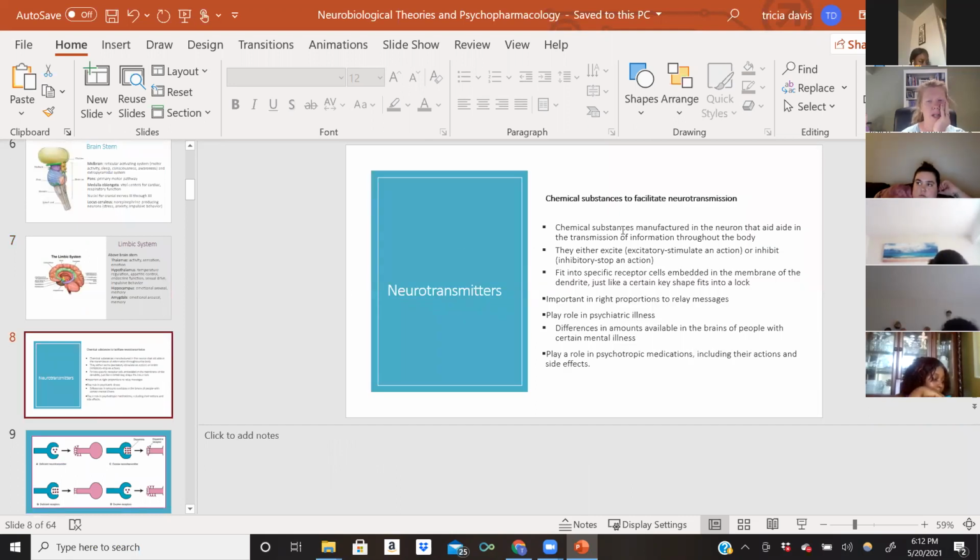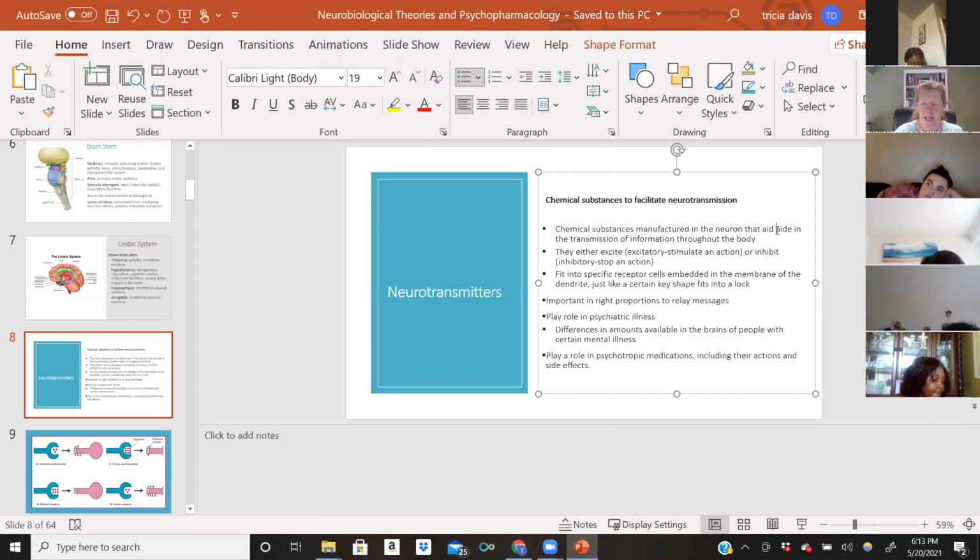All right, so we learned a little bit about neurotransmitters back in pharmacology. So neurotransmitters are chemical substances that our body uses to facilitate neurotransmission. They're manufactured in the neuron. They aid in the transmission of information throughout the entire body. They can either be excitatory or inhibitory. So if they are excitatory, that means that they excite. If they are inhibitory, that means that they stop an action. They inhibit it from happening.